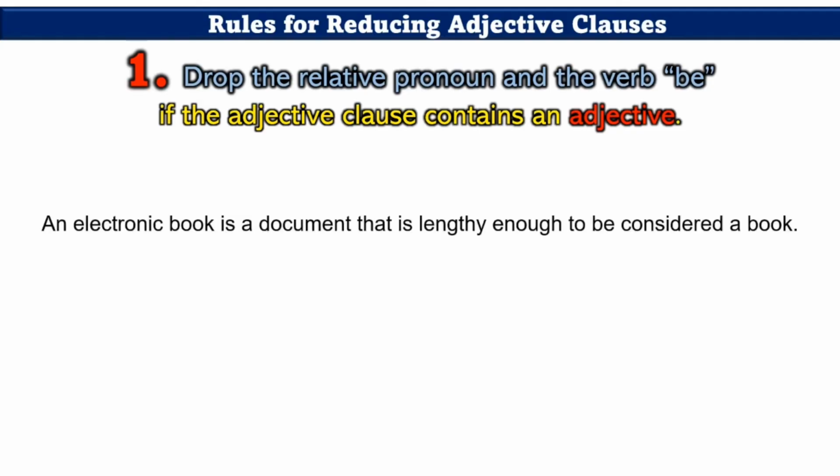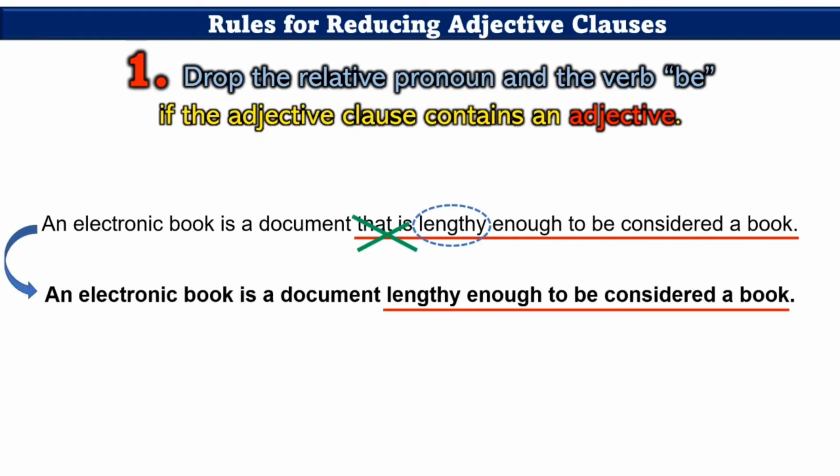Here is a sample definition. An electronic book is a document that is lengthy enough to be considered a book. This is the adjective clause or the distinguishing characteristic. Since the clause contains an adjective which is lengthy, we can drop or remove the relative pronoun that and the be verb is. So, ang reduced format ng definition ay magiging ganito na. An electronic book is a document lengthy enough to be considered a book. By doing this, nabawasan natin kahit paano ang wordiness ng definition natin.